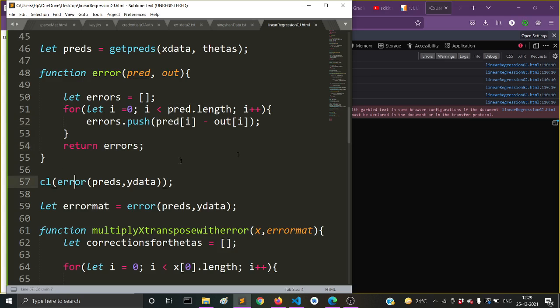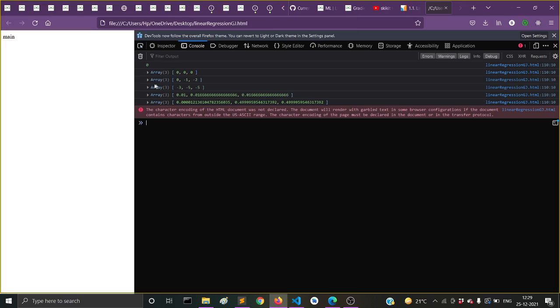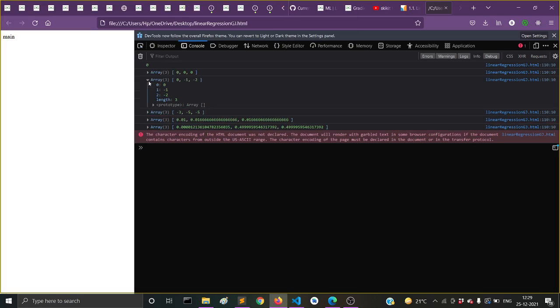So here, console logging the errors, we get 0, -1 and -2. You might have understood why, because it is predicting 0 and the actual is 0, so 0. It is predicting 0 but actual is 1. 0 - 1 is -1, and 0 - 2 is -2. And in this way these are the error terms which we have got.